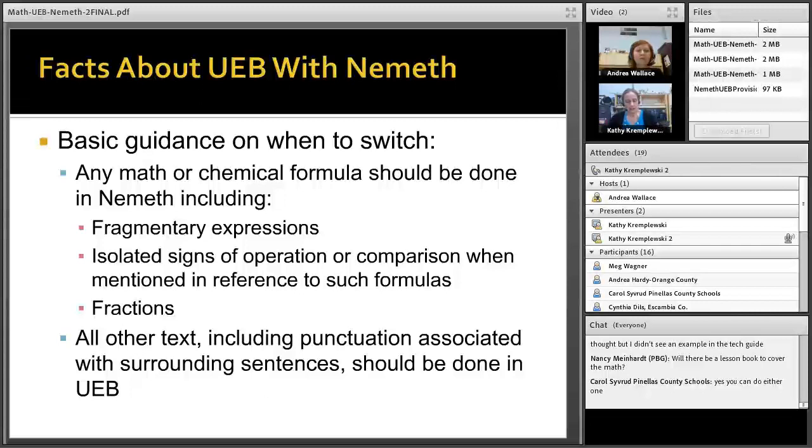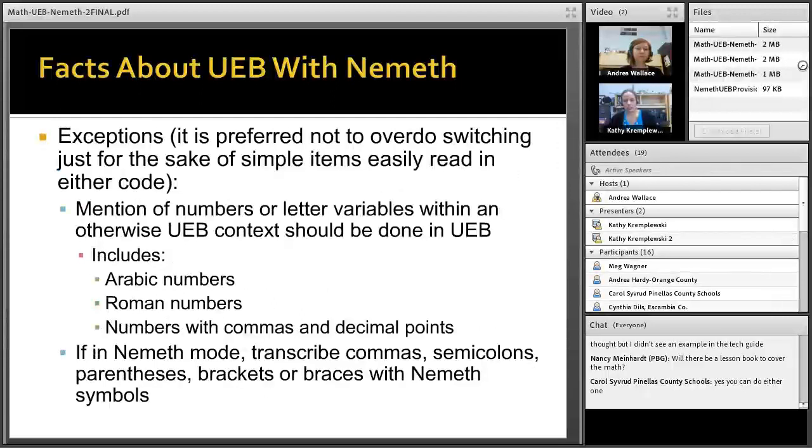Basic guidance on when to switch: any math or chemical formula should be done in Nemeth, and that includes fragmentary expressions, isolated signs of operation or comparison when mentioned in reference to those formulas, and fractions. Fractions should be done in Nemeth. All other text, including punctuation associated with the surrounding sentences, should be done in UEB.